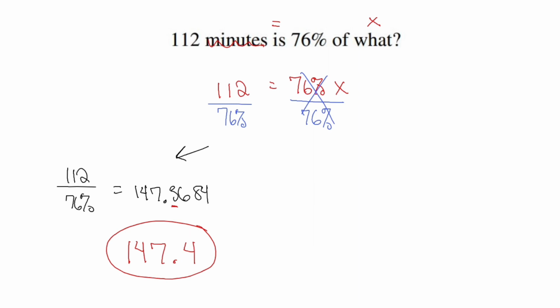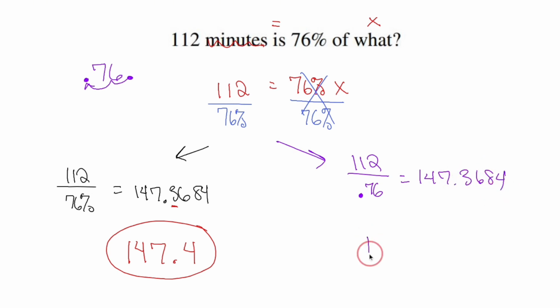But what if you don't have a percent button in your calculator? What if you're being asked to do 112 divided by 76% and you can't? Well, then you need to turn 76% into a decimal. The way you take 76% into a decimal is you put the decimal where it's usually supposed to be and move it to the left 2 times and create a brand new decimal. So we're going to do 112 divided by 0.76. You type that guy in your calculator, you get the same exact number, you round it the same exact way, and in either case, you're going to get the same exact number.